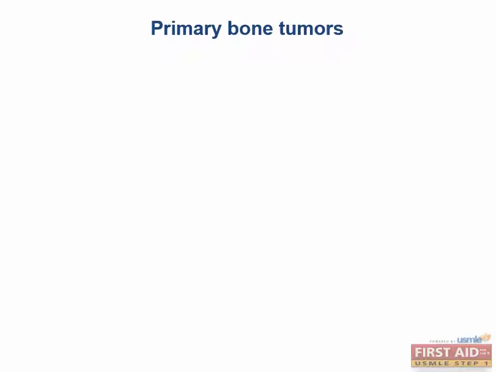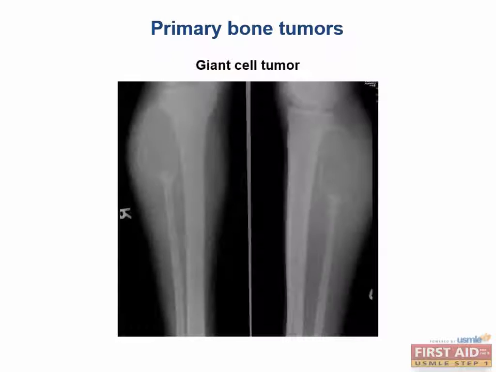Alright, we're going to discuss primary bone tumors, which is not an incredibly high yield topic, but there are a couple that we'll point out as being fairly important. Let's turn our attention first to the primary bone tumors that are benign. There are two tumors here that have very classic presentations. Giant cell tumors are the first high yield tumor in this group.